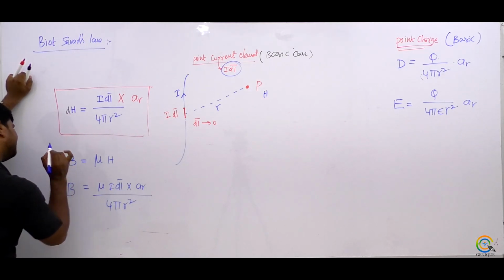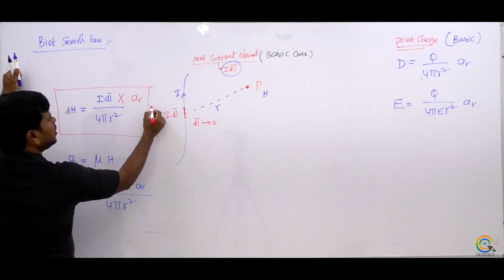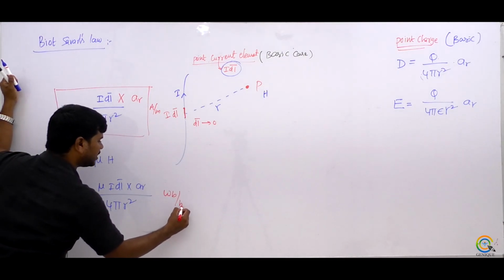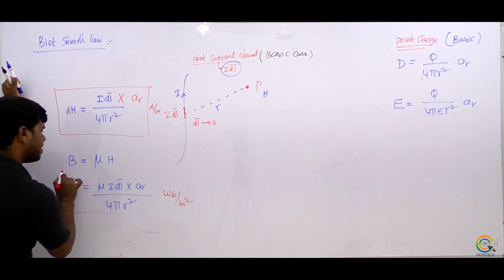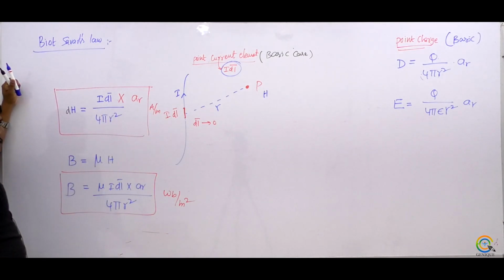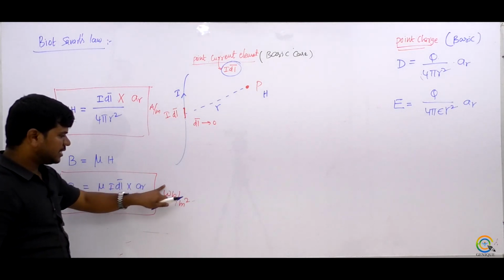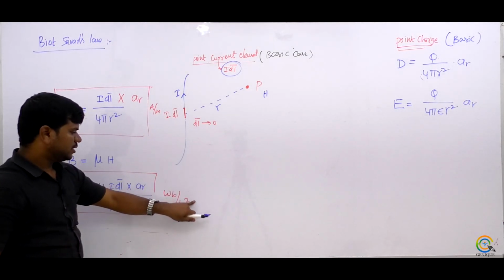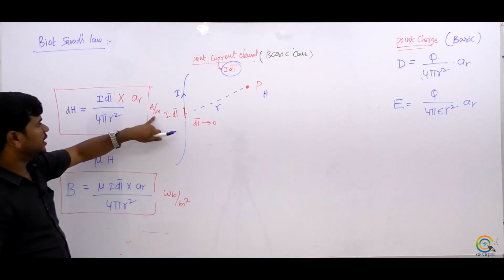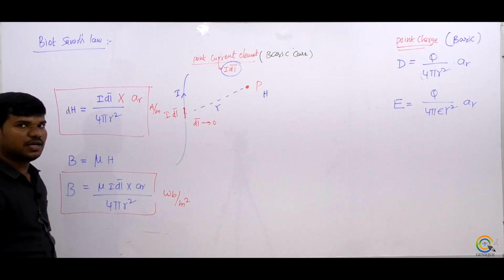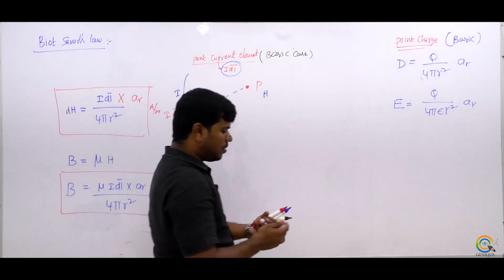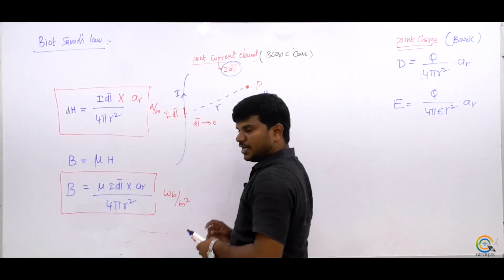What are the units of this? Ampere per meter. And what are the units of this? Weber per meter square. So this is the magnetic flux density, and this is the magnetic field intensity. For the magnetic flux density, the units are Weber per meter square. For the magnetic field intensity, the units are ampere per meter. Okay, the units are very important.